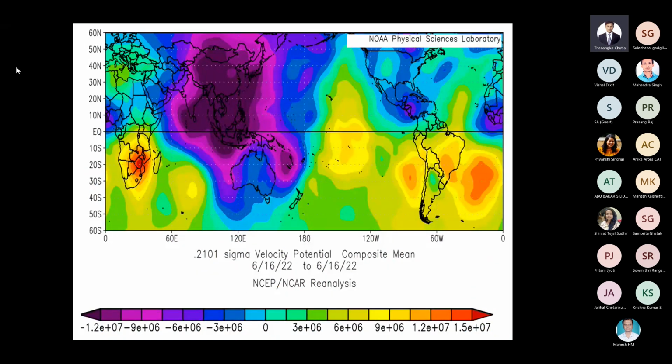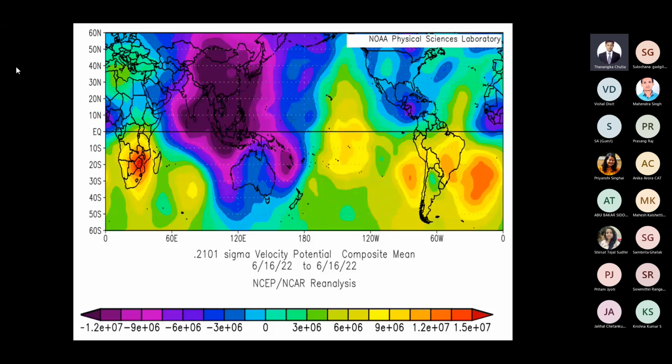And if you look at why everything is active around 16 June, look at the upper level divergence of the velocity potential. That clearly shows that this is what was missing all these days. It was somewhere here, now it has come over India, and this is what is going to keep the monsoon very active for the next few days.